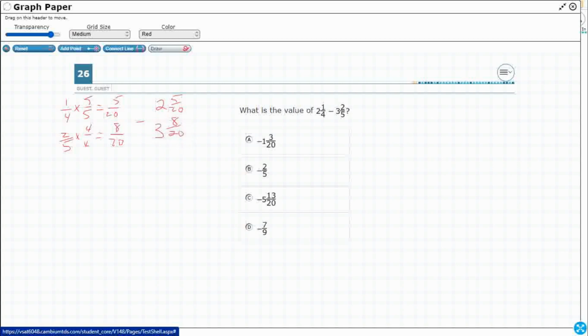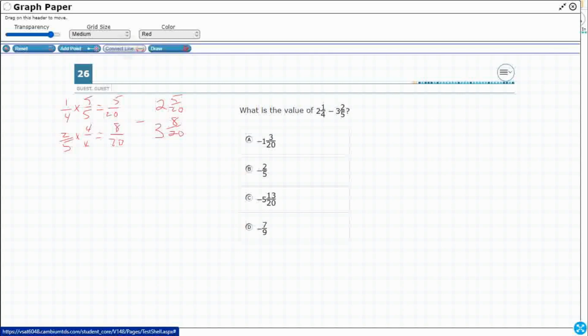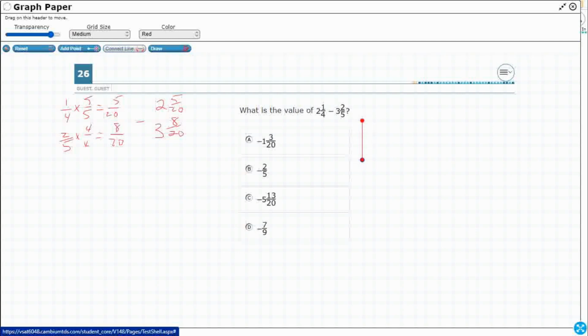So here's what I'm going to do. I'm going to actually draw my 2 5/20. I'm going to use this connect line feature here. And so I'm actually going to draw 20ths. So I'm going to do 1, 2, 3, 4, 5 by 1, 2, 3, 4. All right, so here's my 20ths. Okay, so I'm going to make that one whole. Let's do the same thing, 1, 2, 3, 4. And then I'll do this for this third one right here, 1, 2, 3, 4.